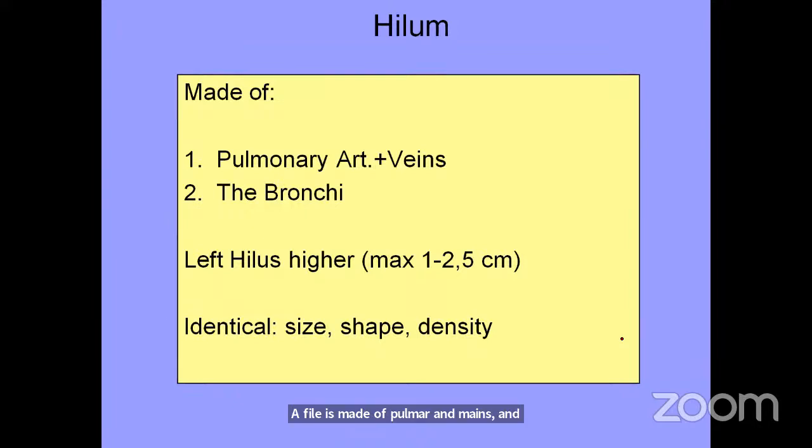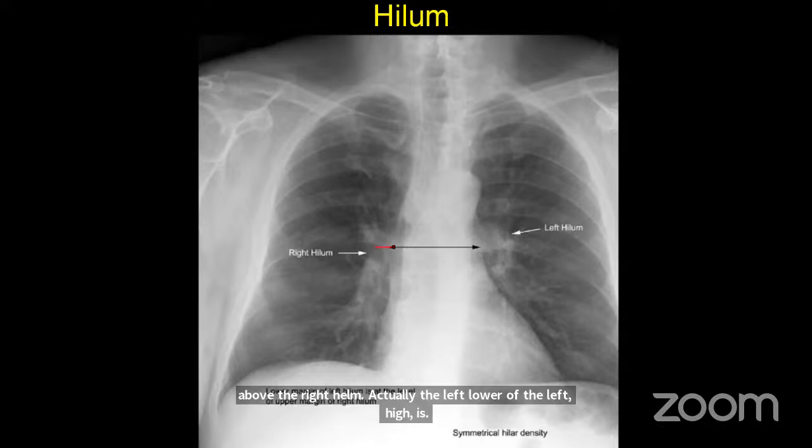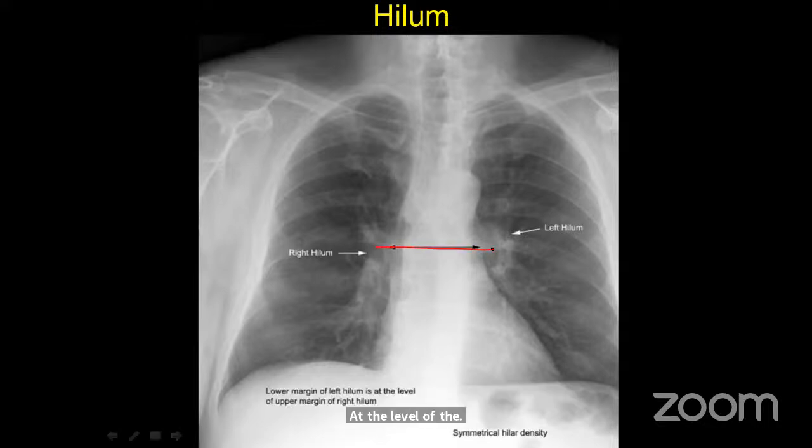The left hilum is always higher, and they are both usually identical in size, shape, and density. As you can see, the left hilum is slightly above the right hilum. Actually, the lower border of the left hilum is at the level of the upper border of the right hilum. And the hilar density would usually be the same.